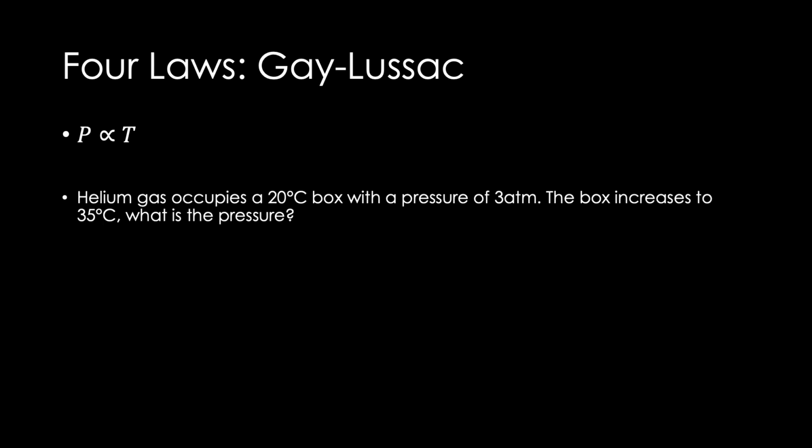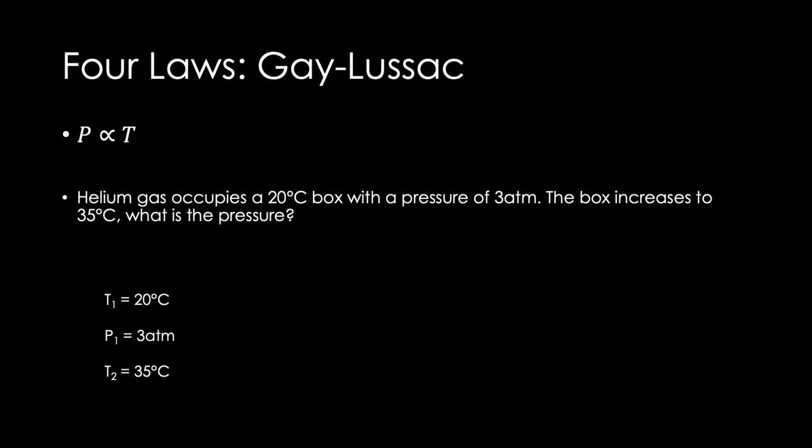Let's solve a problem using this law. We have helium gas occupying a 20 degrees Celsius box with a pressure of 3 atm. The box increases to 35 degrees Celsius. What is the new pressure? Well, we're given an initial condition, a change, and we're asked to find a final condition. Our temperature, T1, equals 20 degrees Celsius. Our initial pressure, P1, equals 3 atm, and our final temperature, T2, is 35 degrees Celsius.